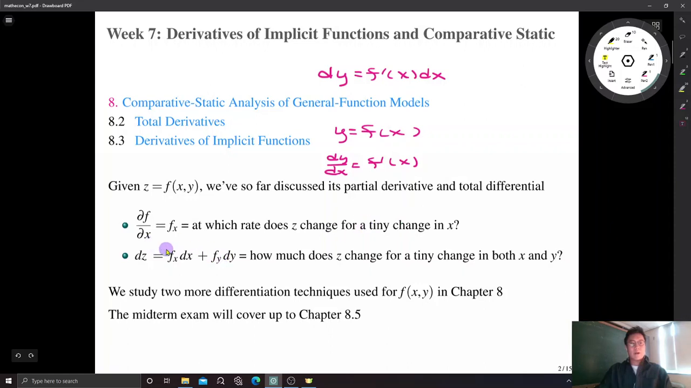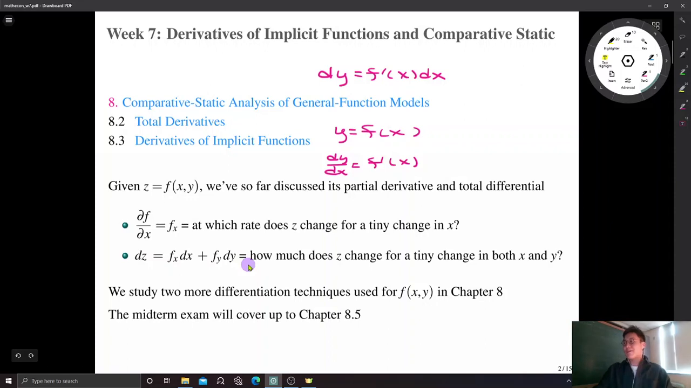And we also talked about a total differential. Differential is a total variation. So now how do we treat the total variation of this function? Because the function depends on two variables, and because of the linearity defined by derivatives between two differentials, we can write the total differential of function f as the sum of two partial variations. So how much do we expect variable z to change for a tiny change in both x and y? That is a differential.